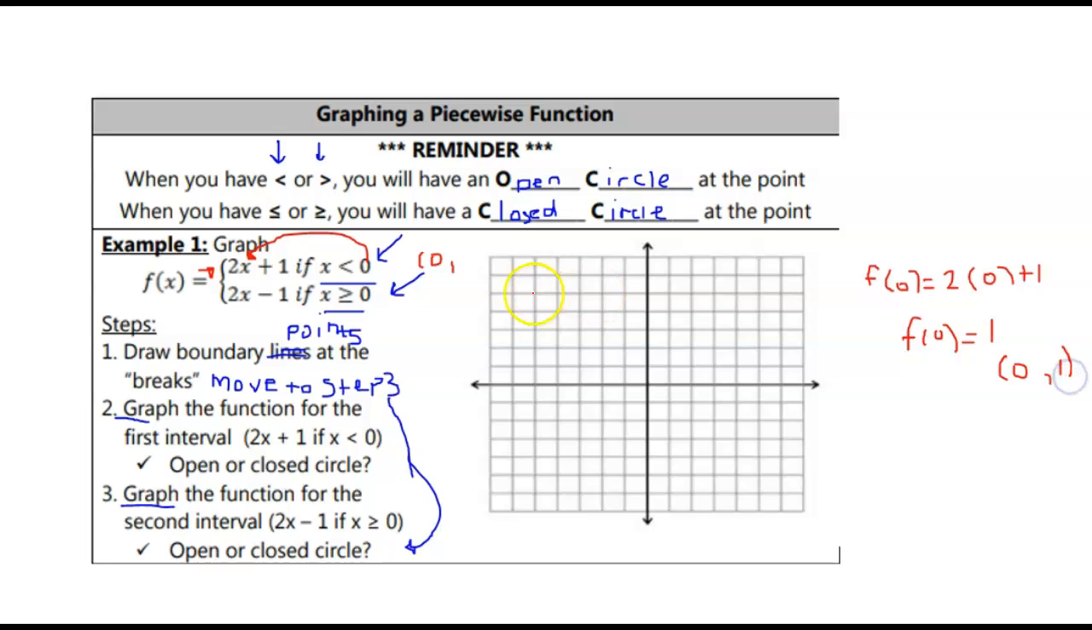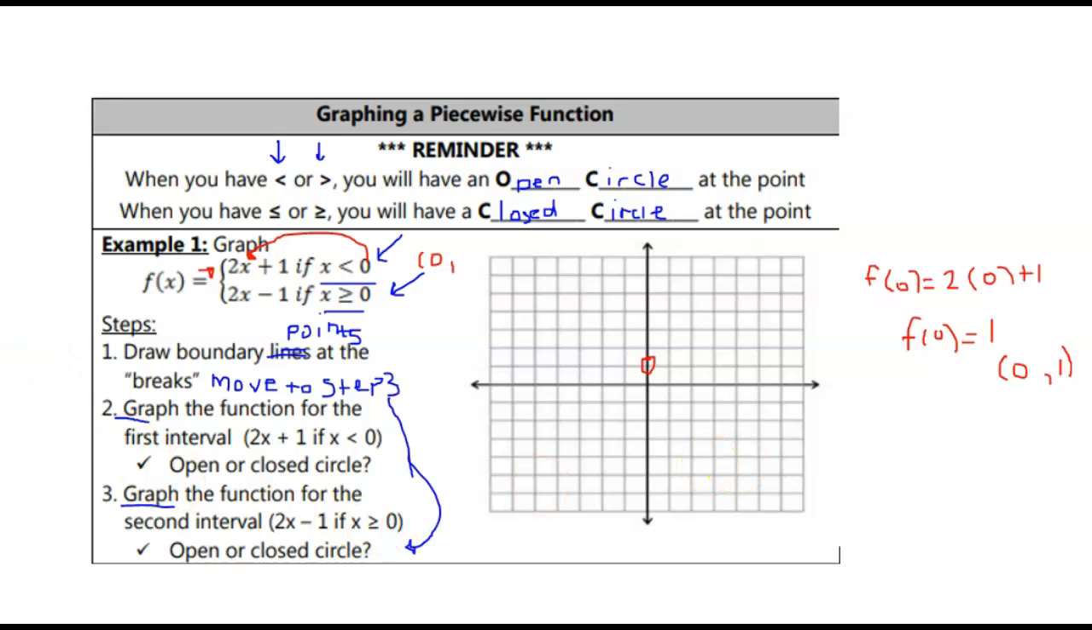And this is for the first part of my piecewise function, which is when x is less than 0. All my x values in the domain that are less than 0 are going to be up here at 2x minus 1. So I'm going to go ahead and plot this point first, 0, 1. And I look and its x is less than 0. That means that I'm going to use an open circle, right? Because it's a less than. So I'm going to go to 0, 1, and instead of putting a closed circle, I'm going to put an open circle right there at 0, 1.